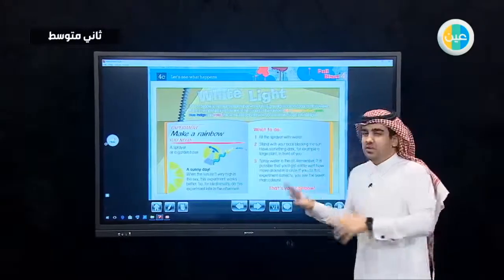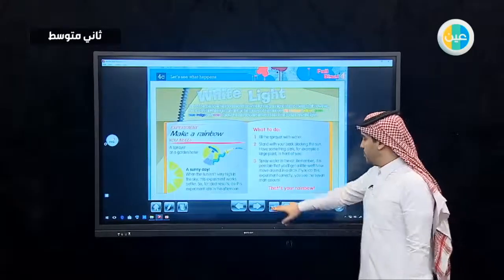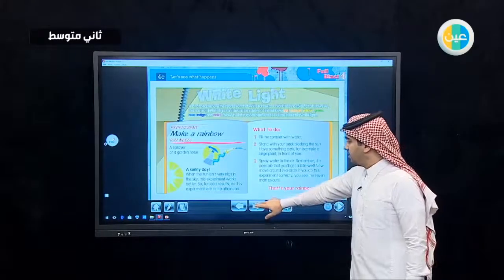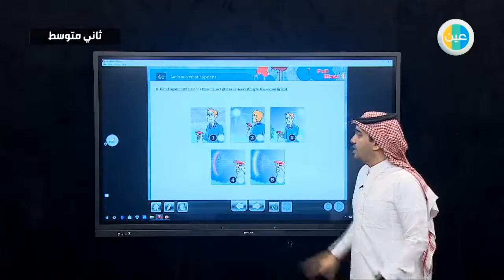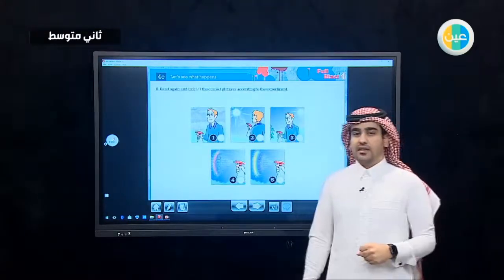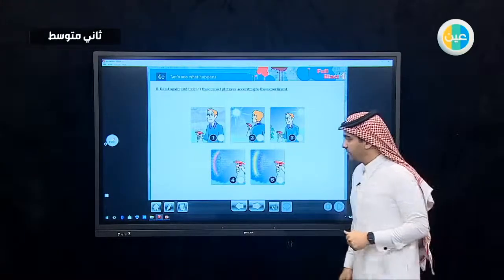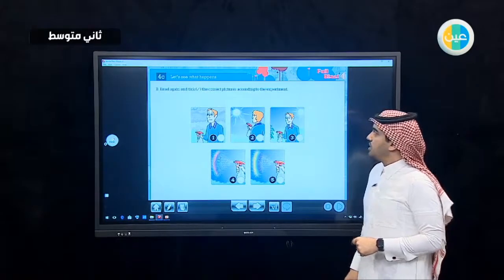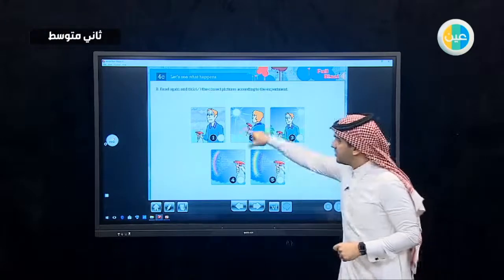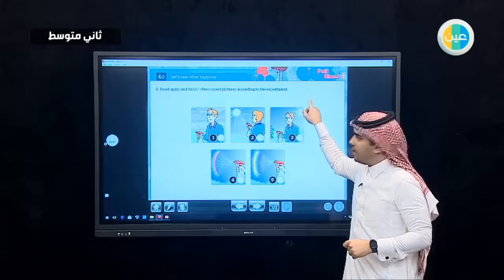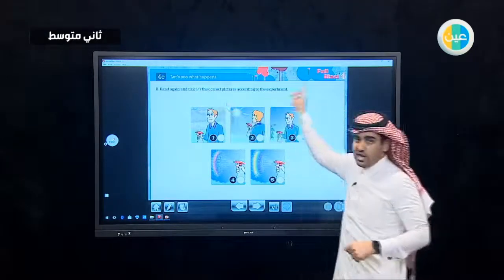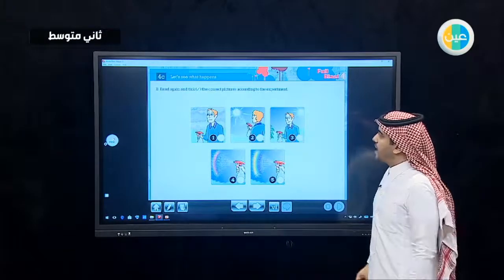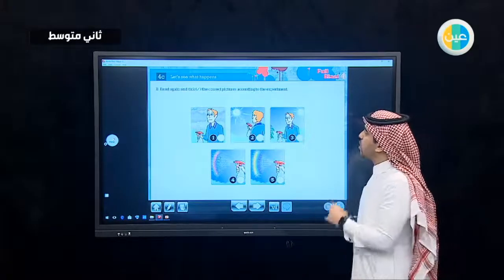Now we will have some questions just to check your understanding for the reading passage. Now, let's take a look at this activity on page 52 or page 53 maybe. Okay, so it says read again and tick. Tick means put a sign like this one, علامة صح. Read again and tick the correct pictures according to the experiment.